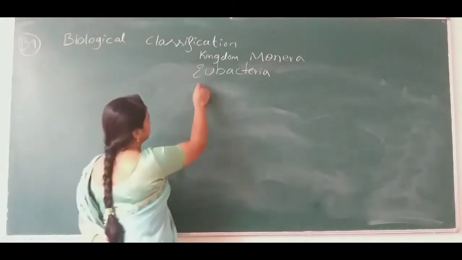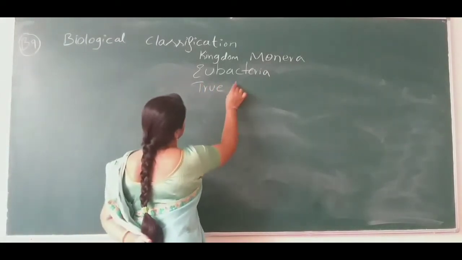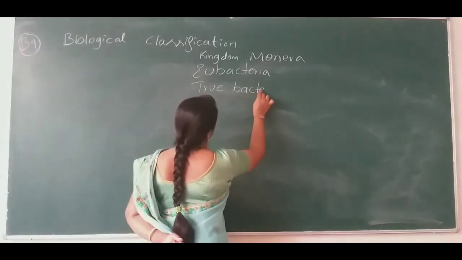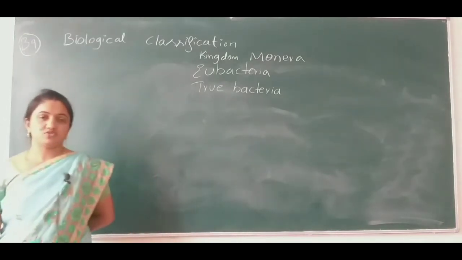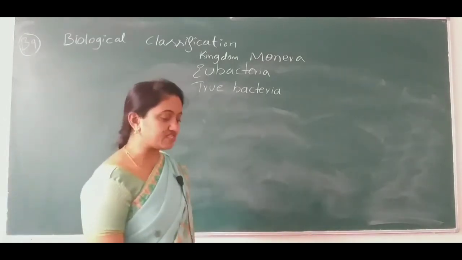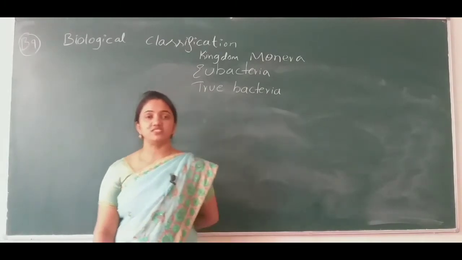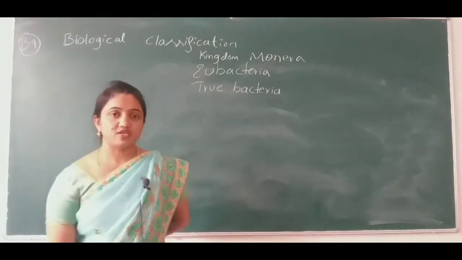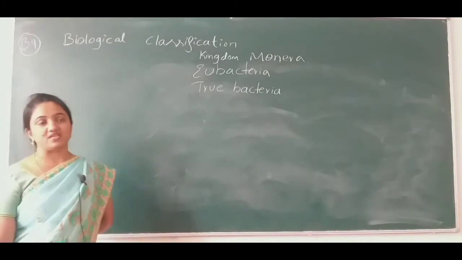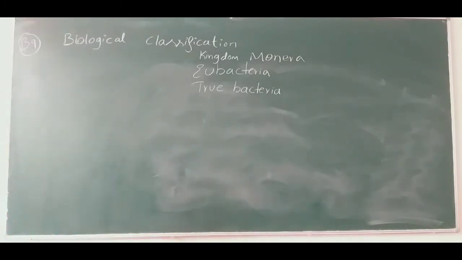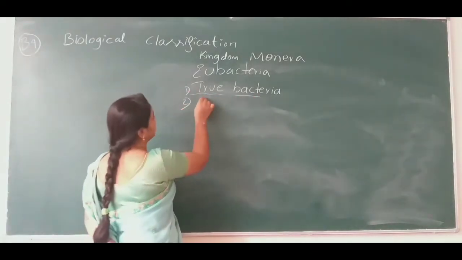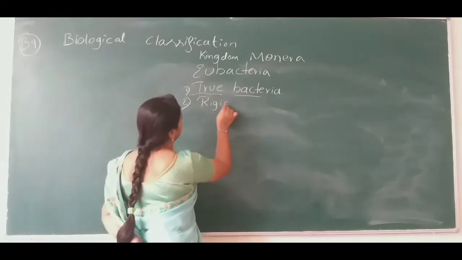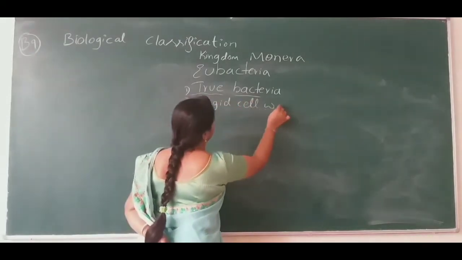Eubacteria are true bacteria. They have a rigid cell wall. It's not that Archaeobacteria doesn't have a rigid cell wall, they also have one, and the Eubacteria are known as true bacteria. Eubacteria are true bacteria, and the second point is that they have a rigid cell wall.